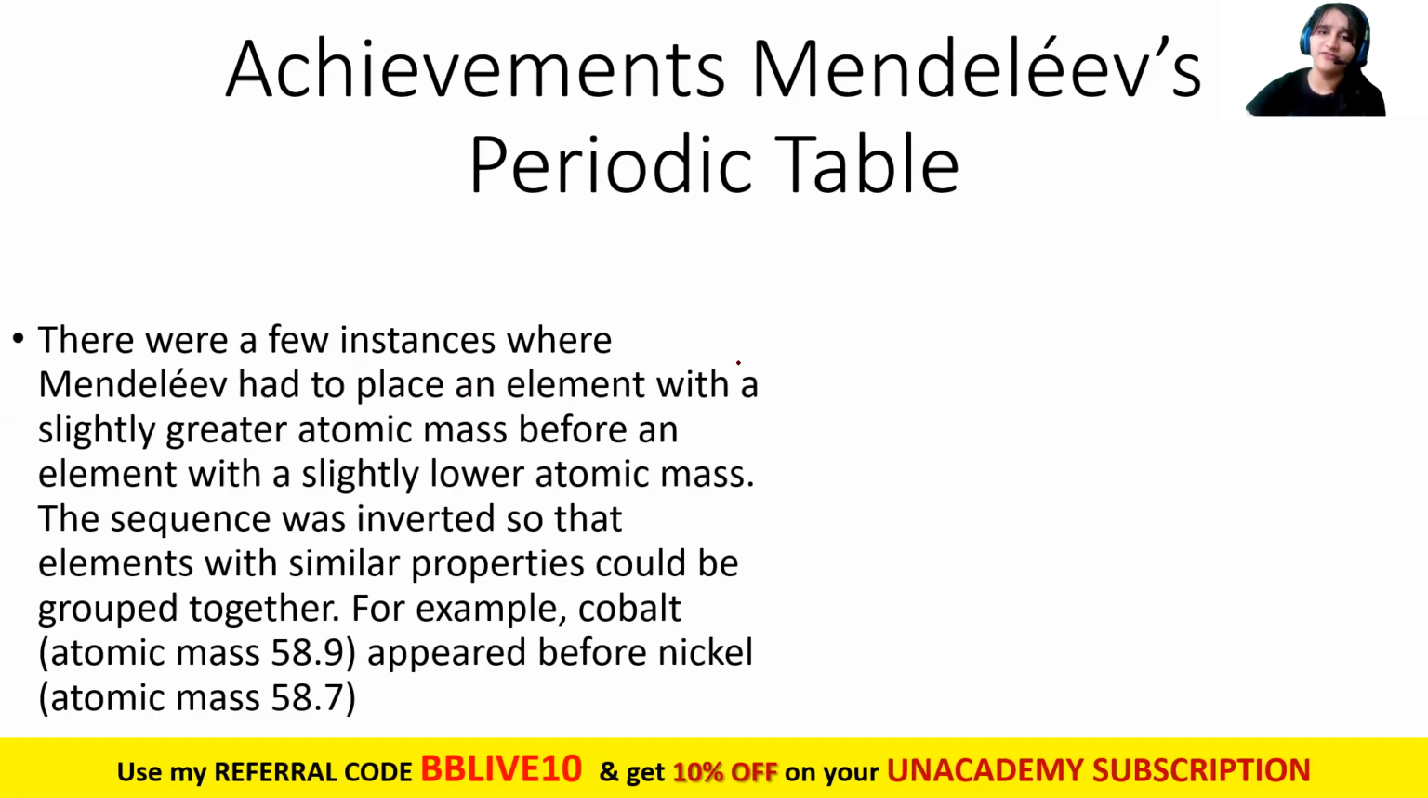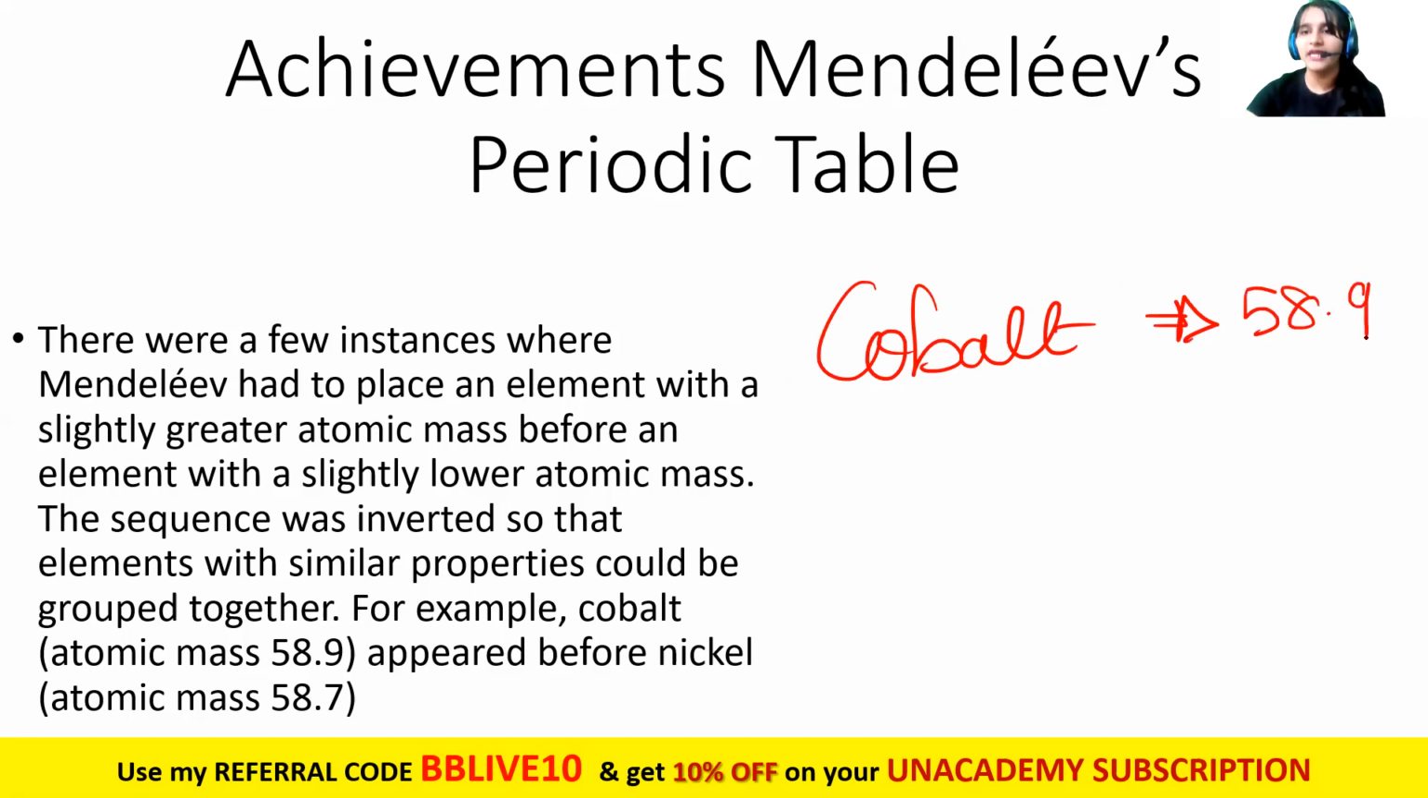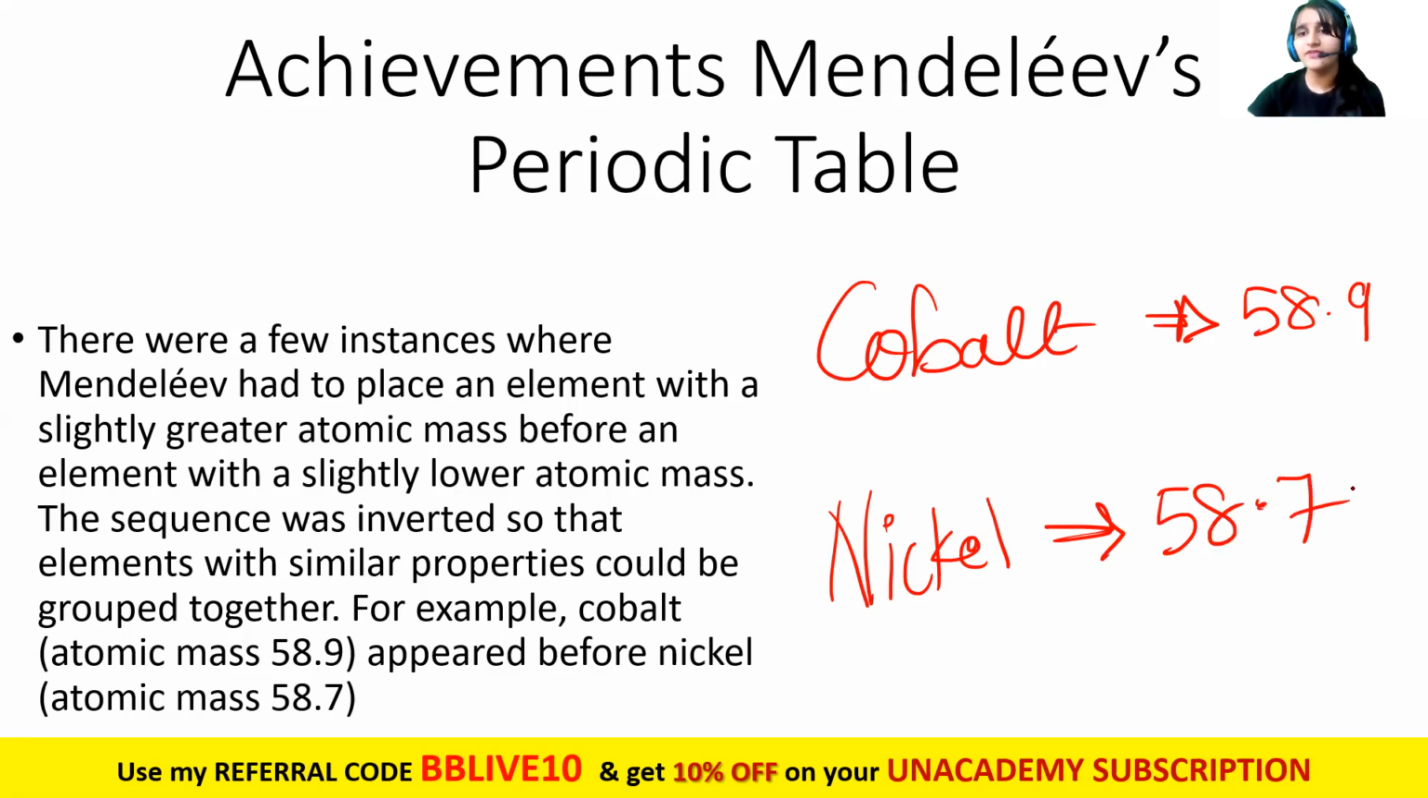And I'll give you the example. For example, we had cobalt. The atomic mass for cobalt is 58.9, and nickel is 58.7. So according to the masses, as we are going in increasing order, nickel should be first, and cobalt should come after nickel because 58.9. But you know what Mendeleev did? Mendeleev placed cobalt before, and then he placed nickel.